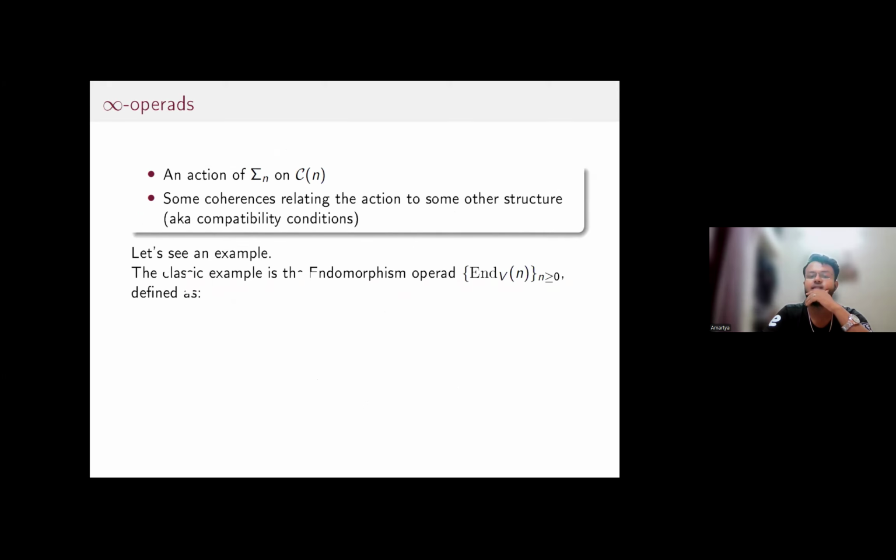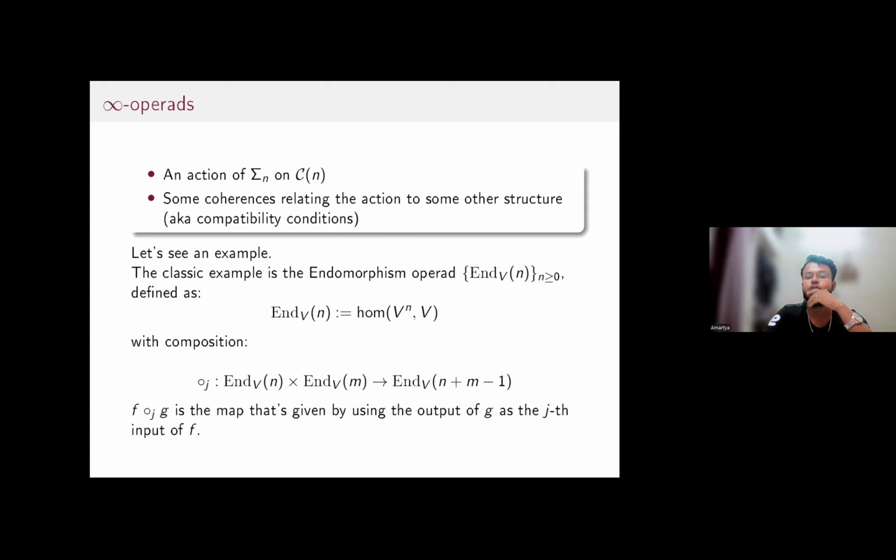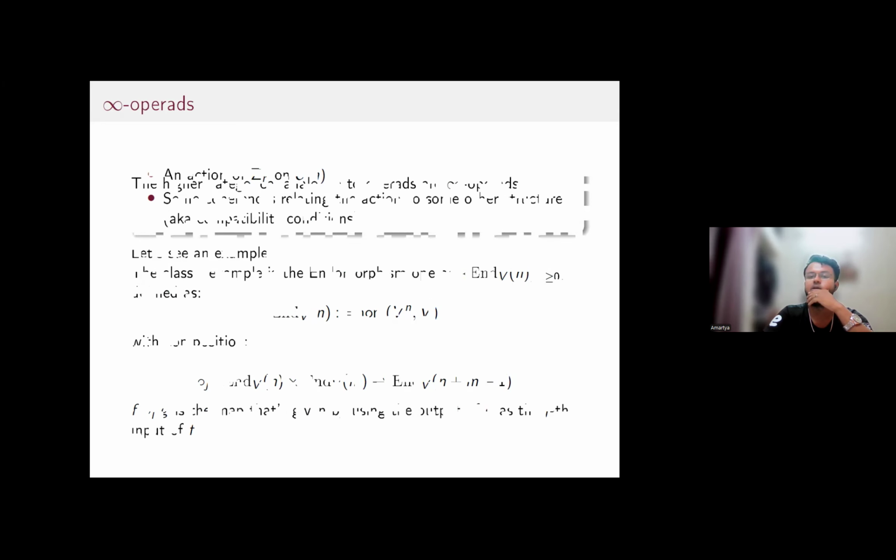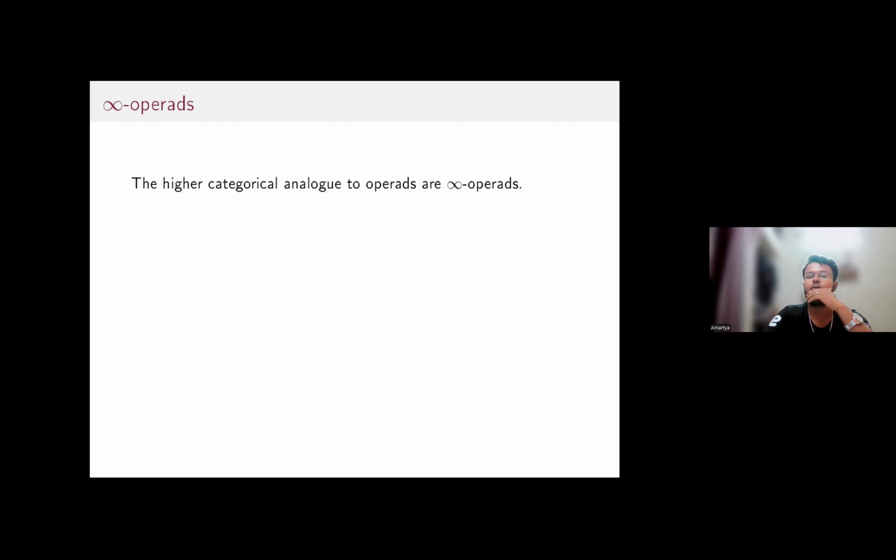Here's an example: the endomorphism operad, defined for a vector space V. End_V(n) is the set of maps from V^n to V, and composition is defined as follows. F composed with G at the jth slot is the map given by using the output of G as the jth input of F. Straightforward enough. So that's what operads are. And I'm gonna see what infinity operads are.